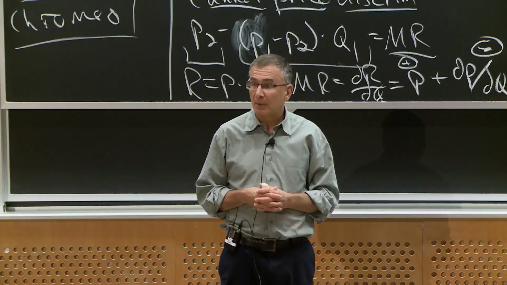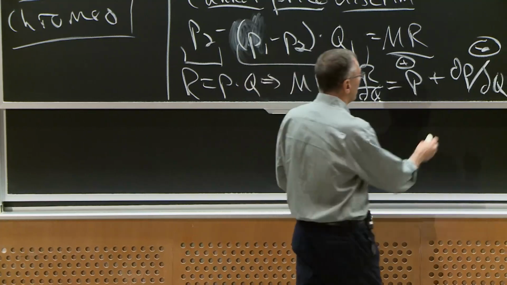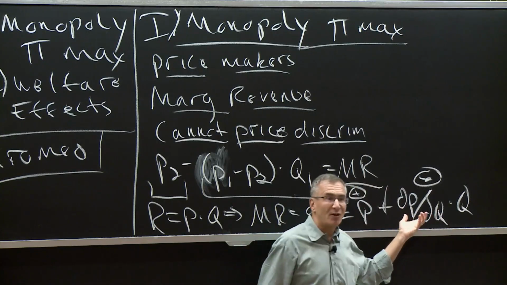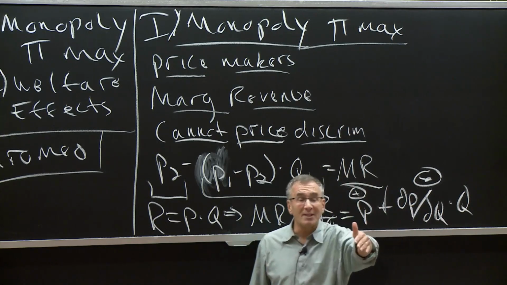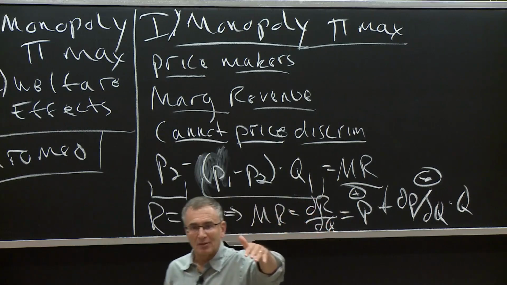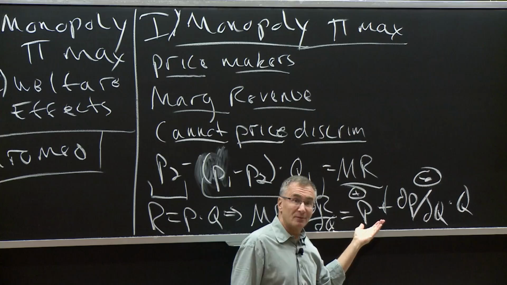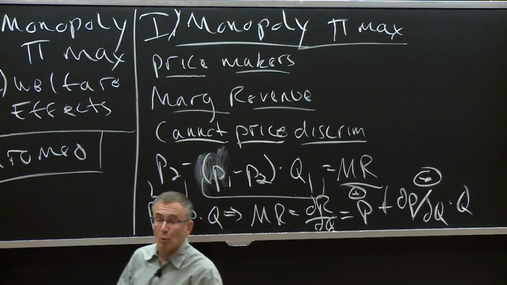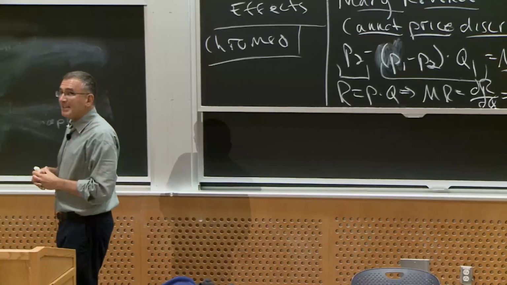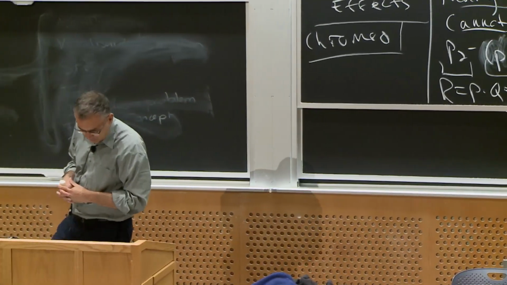Yeah. dP/dQ is 0 for the competitive firm because it's a price taker. It can sell as much as it wants at the market price. So for the competitive firm, marginal revenue is just price. But for the monopolist, that's not true. To sell more, it has to lower the price.